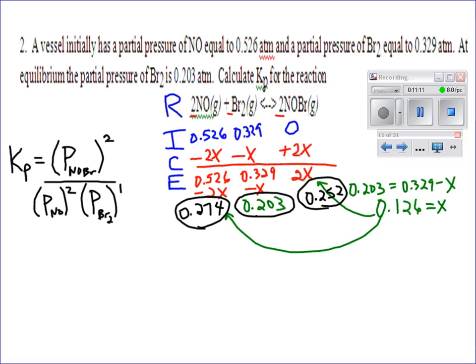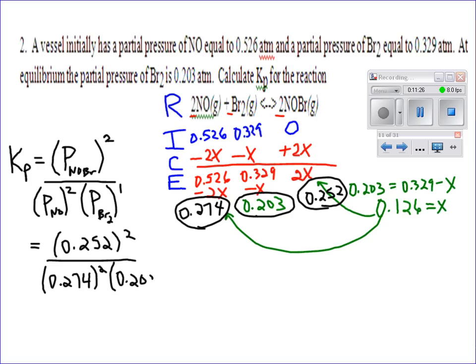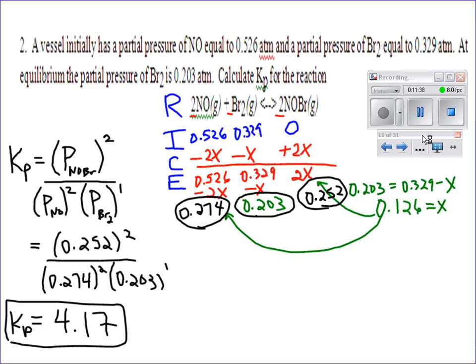Same thing we've already done. So now we're going to plug stuff in, and we end up getting 0.252 squared divided by 0.274 squared times 0.203 to the first, giving us a final Kp of 4.17. Got it?